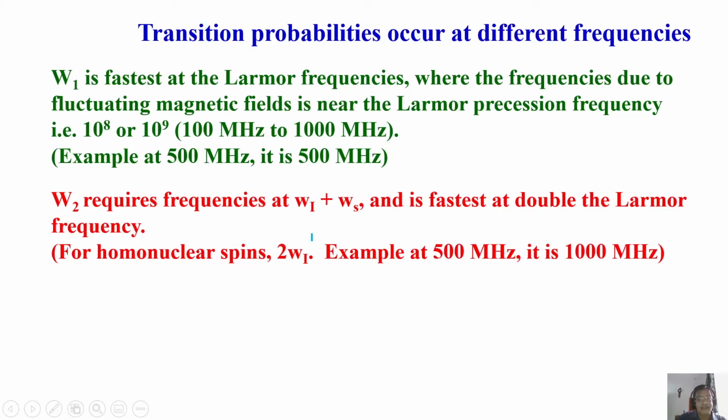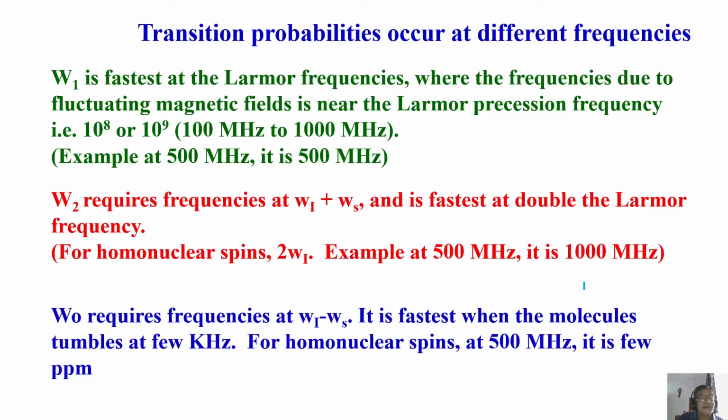For example, take two nuclear spins with a small chemical shift separation, and we are recording at 500 megahertz. For the nuclear spin to have a dominant relaxation or W2 transition probability, it will be at 1000 megahertz. The molecular motions and fluctuating magnetic field should generate frequencies of double the Larmor frequency. Remember, double the Larmor frequency is 1000 megahertz.